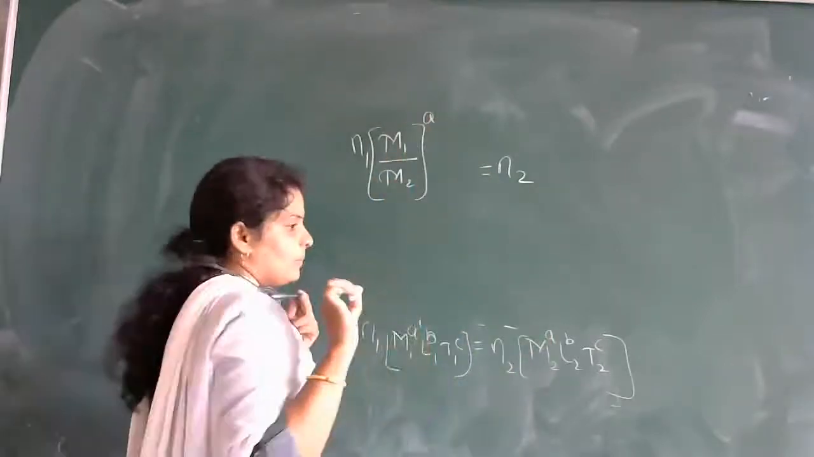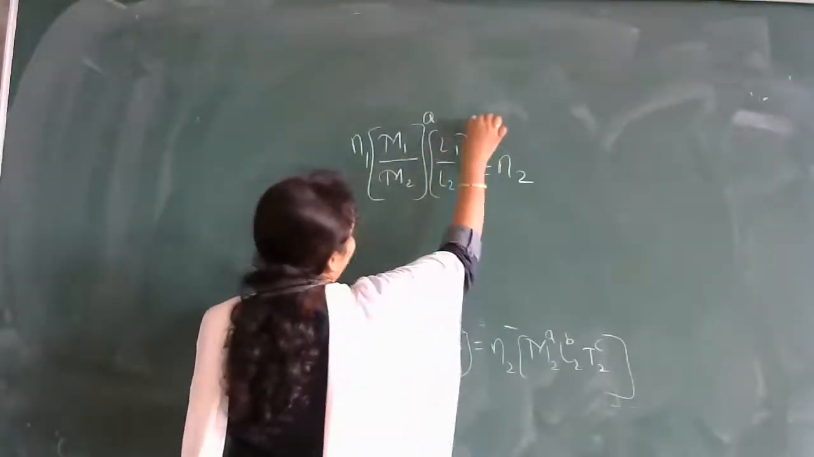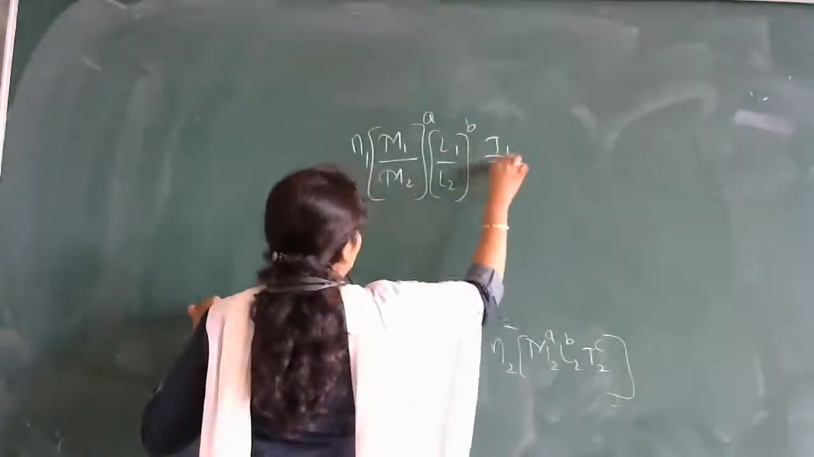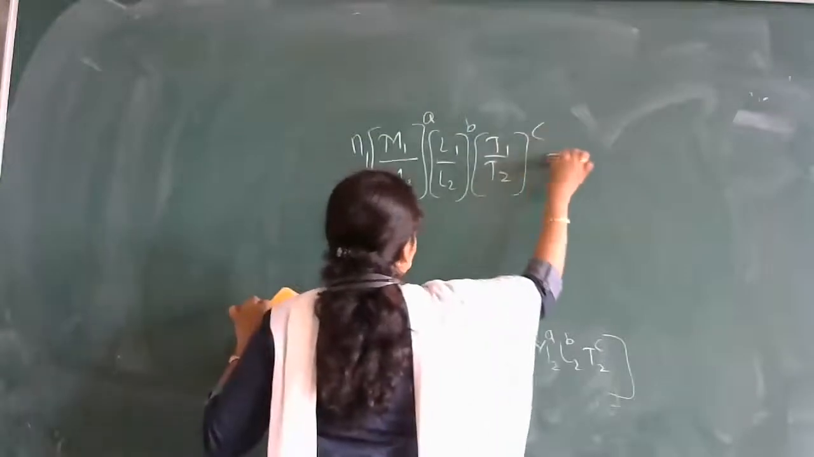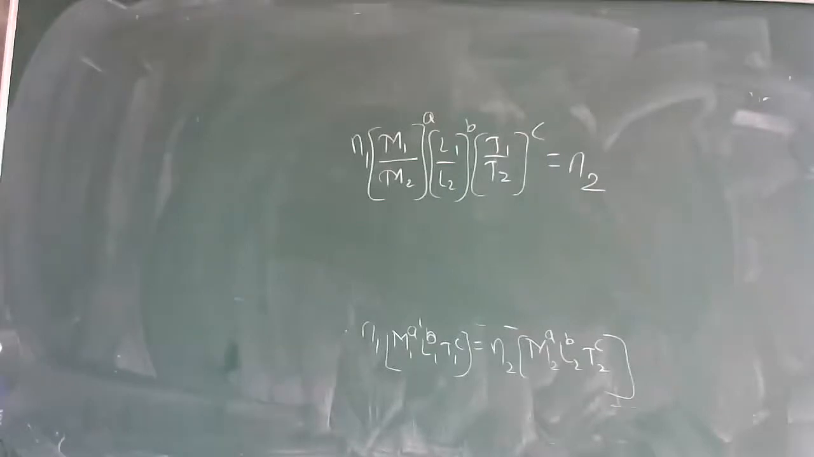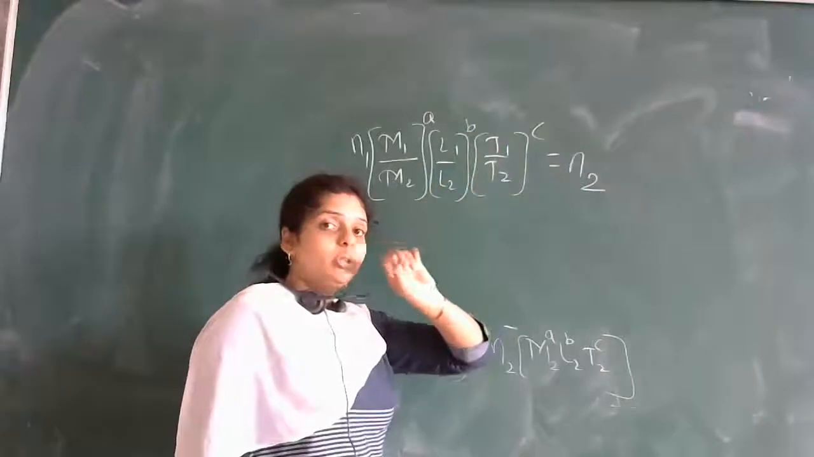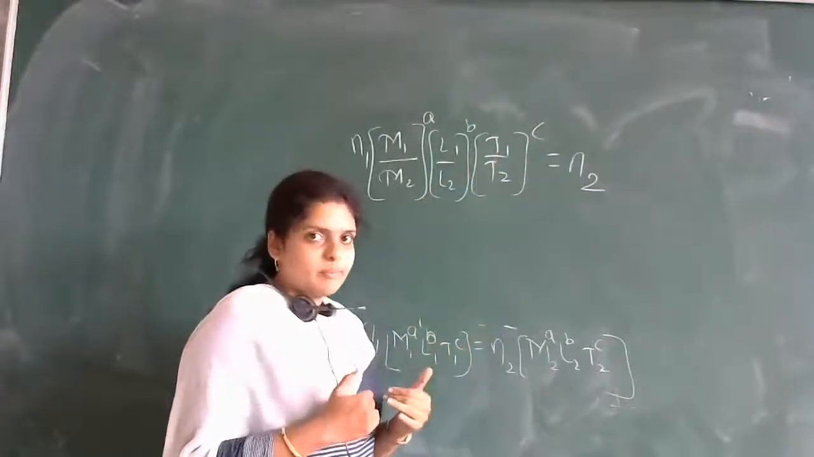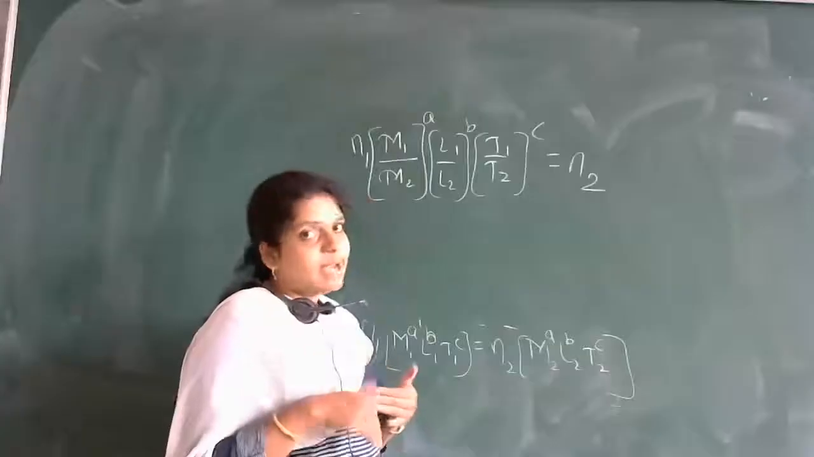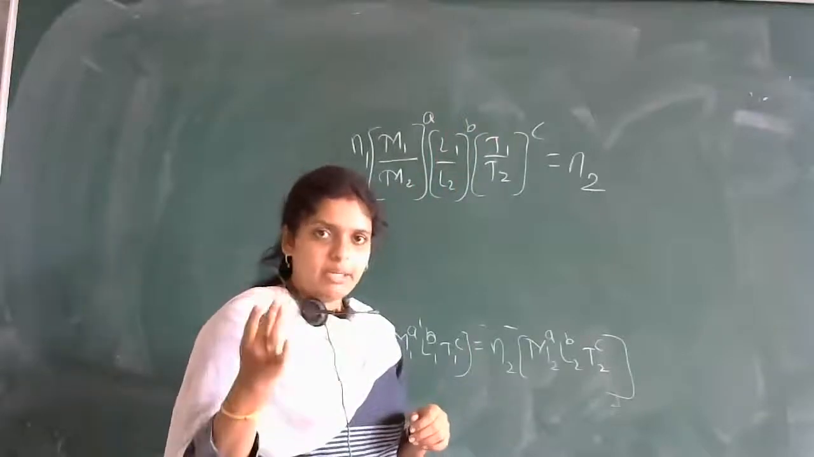Therefore you can write it in common. Next, L1 divided by L2 to the power b. Then next, you have T1 divided by T2 to the power of c is equal to your N2. Right? So, what is your formula now? M1, L1, T1 are the unit or the dimension formula in one system. M2, L2, T2 are what? It is the dimension formula or the unit in the other system.